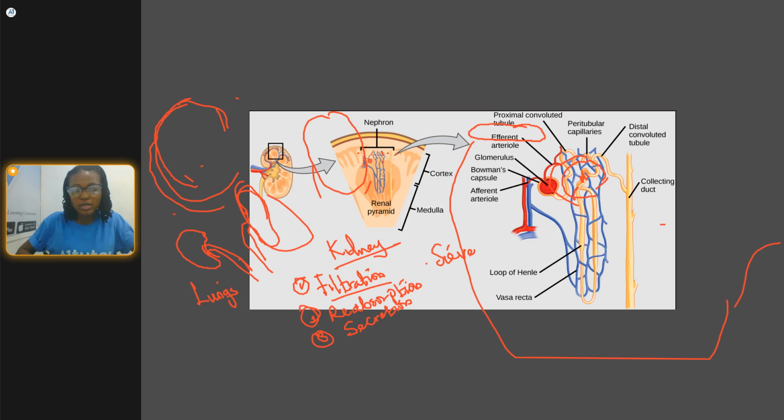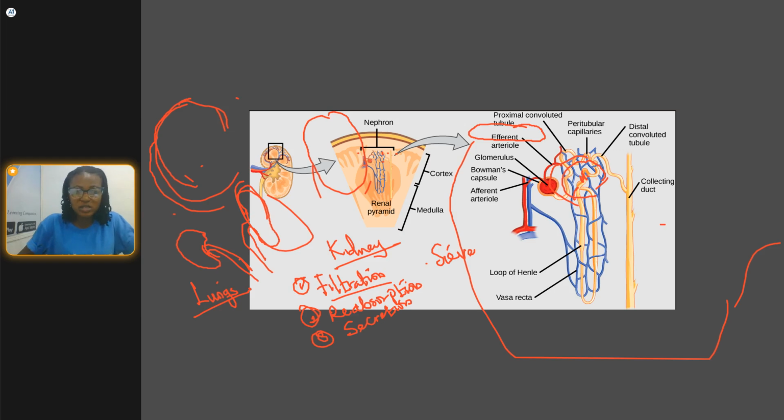Another excretory organ is the lungs. What comes out of the lungs? Of course, you breathe in oxygen and you breathe out carbon dioxide. The carbon dioxide and water vapor produced during respiration are released out. The oxygen is used in your body cells, and you produce carbon dioxide as a waste product.